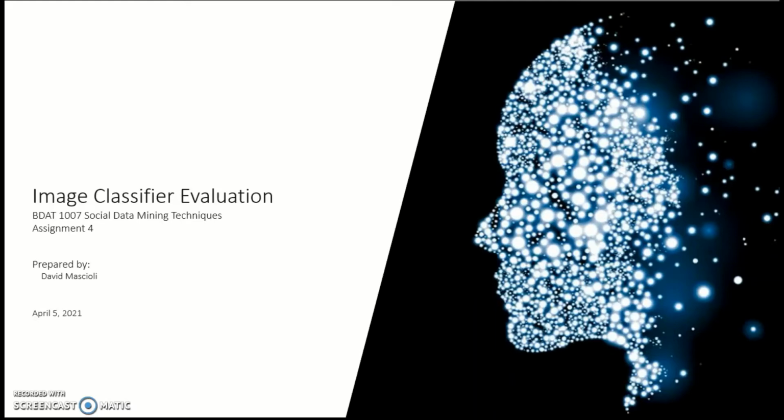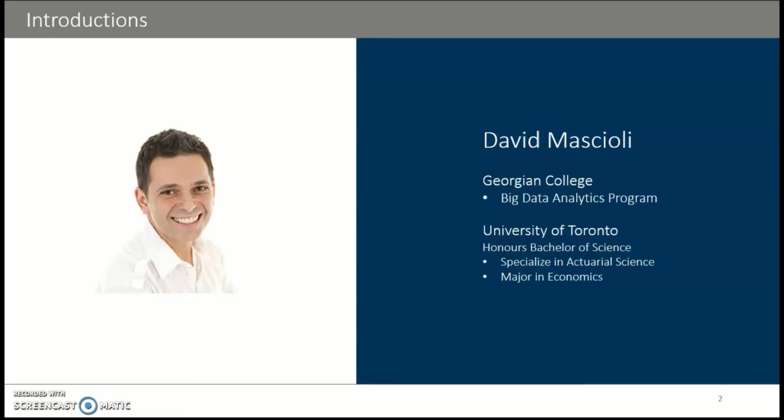This is Assignment 4 on Image Classifier Evaluations for BDAT1007 Social Data Mining Techniques. My name is David Mascioli, and I am currently a student in the Big Data Analytics Certificate Program at Georgian College. I have an Honors Bachelor of Science degree at University of Toronto, specializing in actuarial science and majoring in economics.